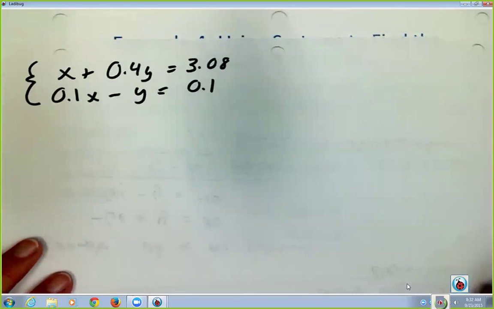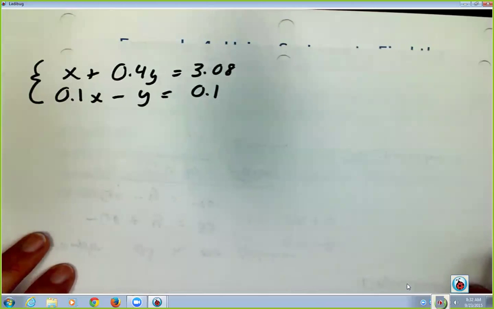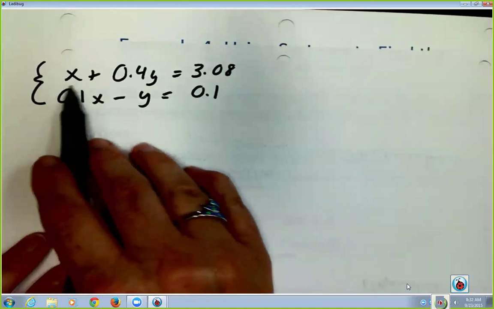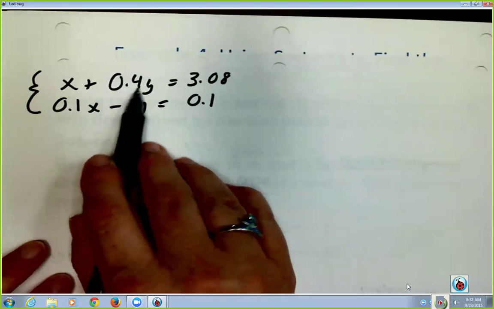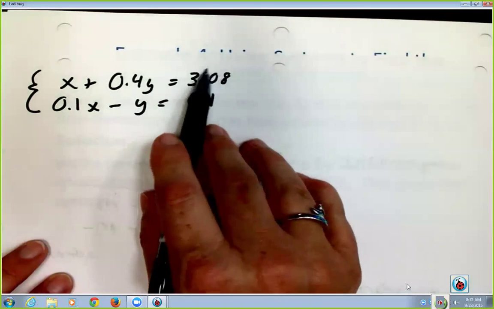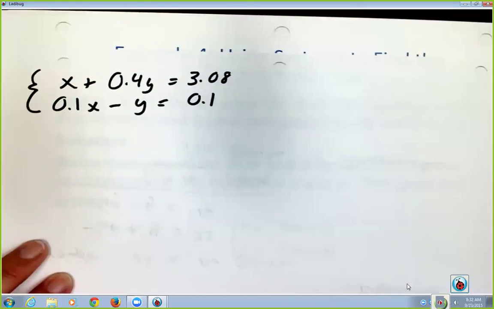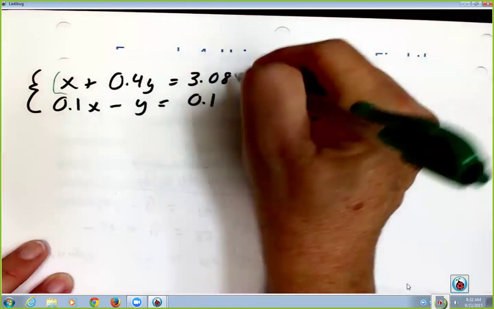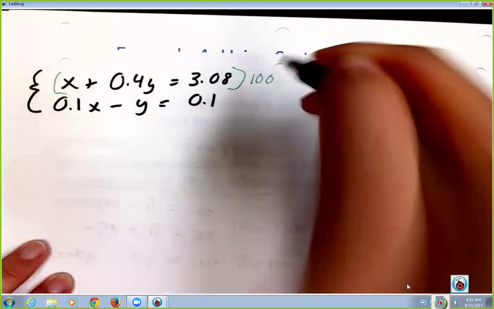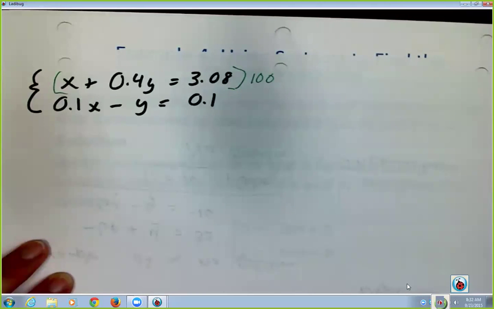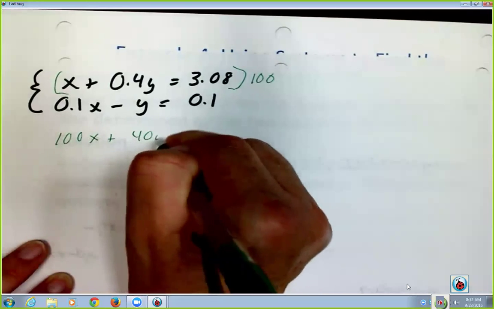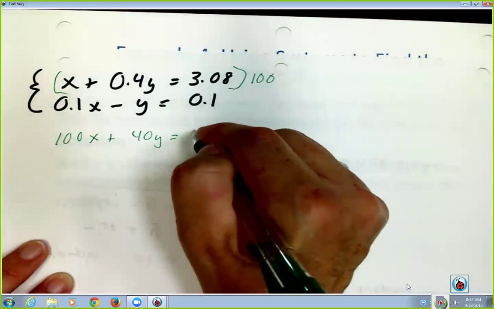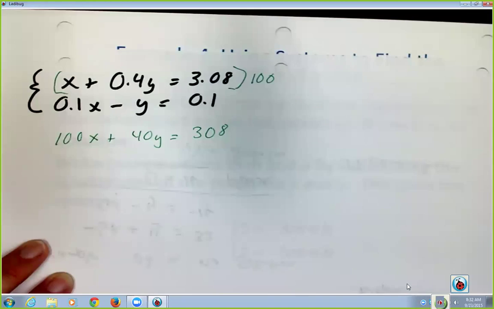Decimals, if you run across ones that have decimals in it, you can get rid of those too. And you get rid of those by going to the farthest, the longest piece in here. This one's to the tenths, this one's to the hundredths. So this top piece, if you multiply everything by 100, your decimals would go away. So you would be left with 100x plus 40y is equal to 308.